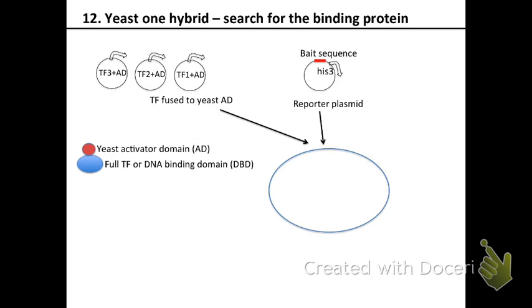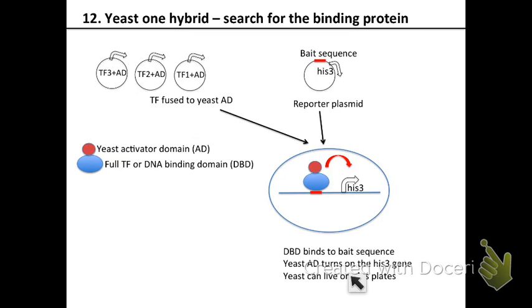You take each of these library plasmids in your transcription factor library and transform the yeast with the reporter plasmid. If your DNA binding domain or transcription factor binds to your bait sequence, because it is now fused to the activation domain of a yeast transcription factor, it's going to be capable of activating transcription. So these yeast cells are going to be able to live on histidine plates, right?